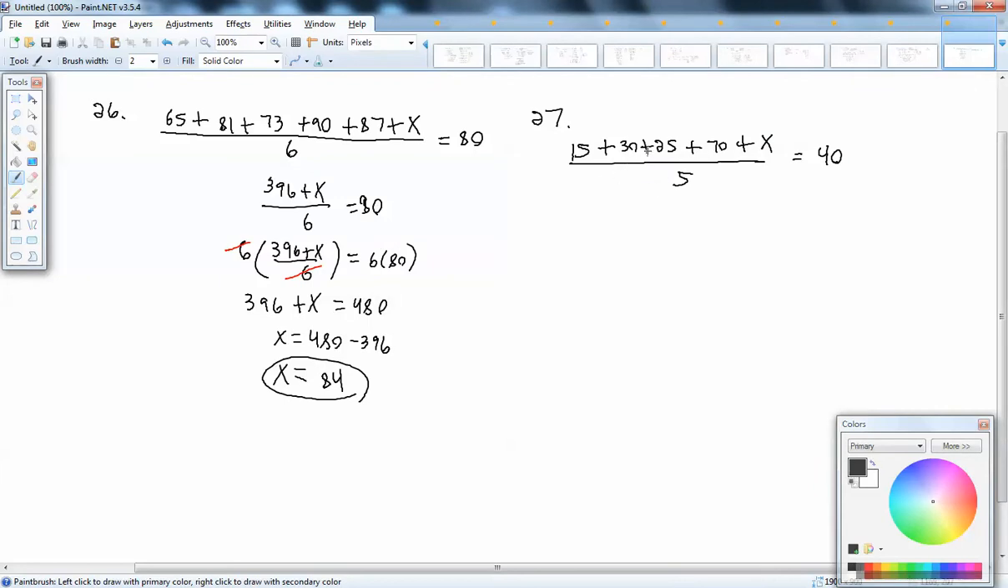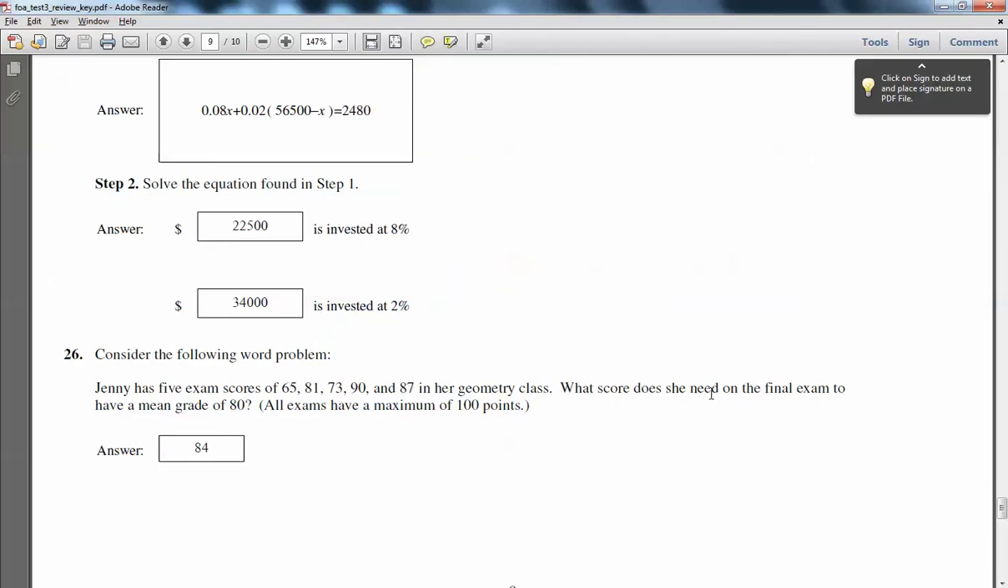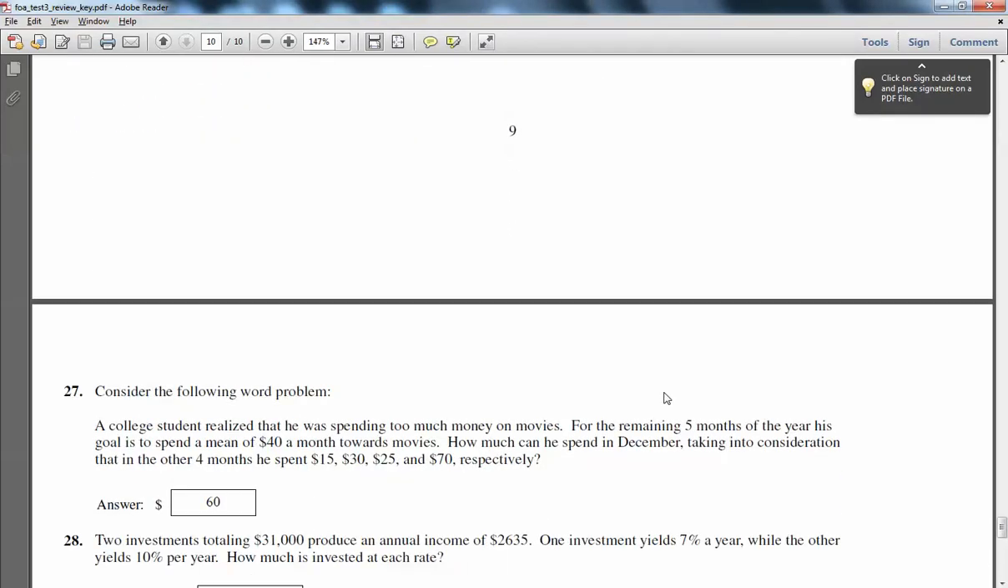Okay, add these together. It's 140 plus x, over 5, equals 40. Going to multiply both sides by 5, trying to get the x by itself. These 5's cancel, and we got 140 plus x is equal to 200. Take the 140 over, and we got 200 minus 140, so x is equal to 60. Assuming I read the problem correctly. Let's see, 60. Good.